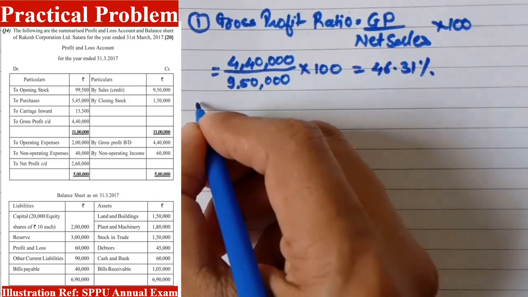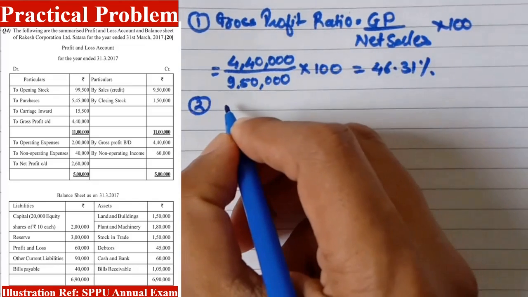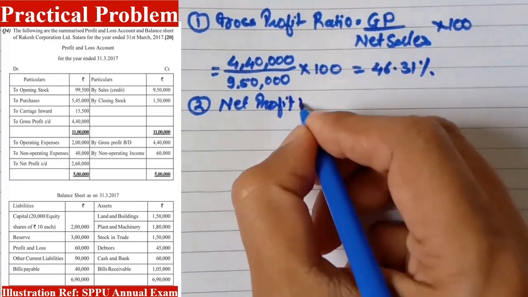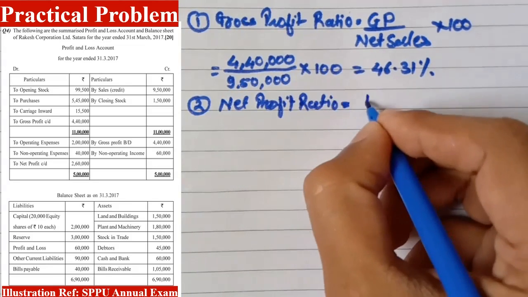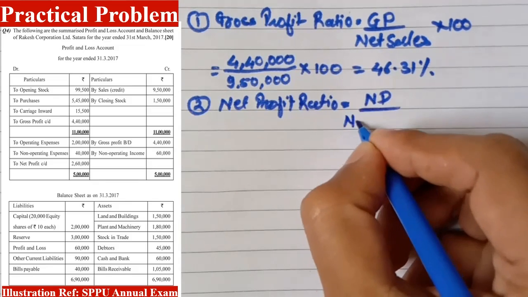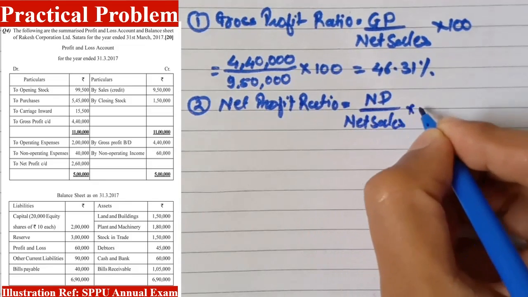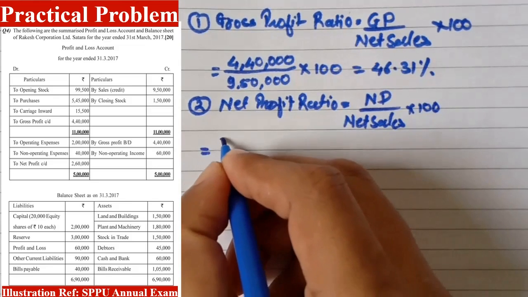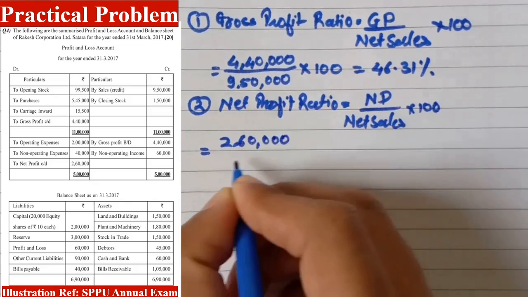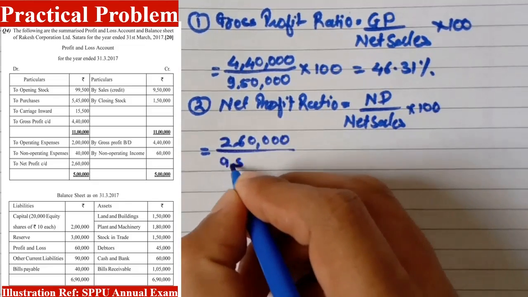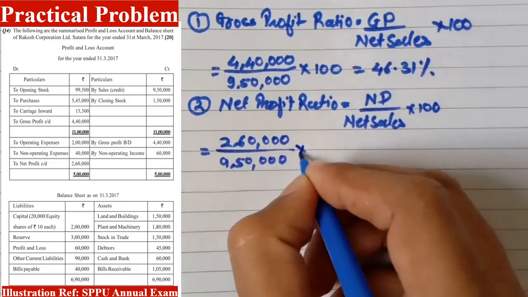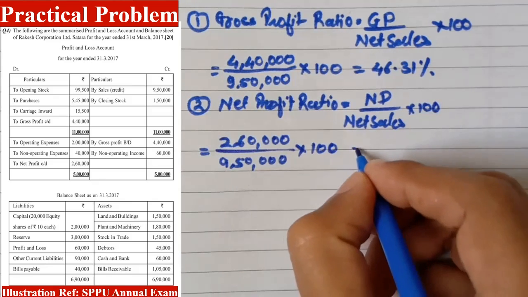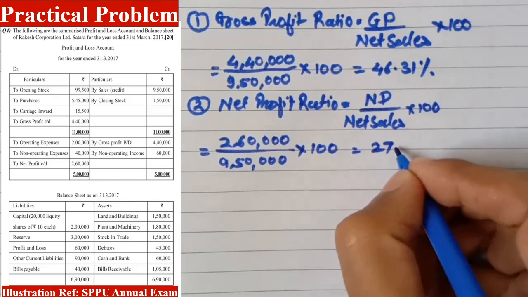Let us calculate the second ratio. The second ratio is net profit ratio. So the net profit ratio is equal to net profit upon net sales into 100. So the net profit is given in the problem, that is 2,60,000, and the net sales is 9,50,000. So 2,60,000 upon 9,50,000 into 100, it becomes 27.36%.